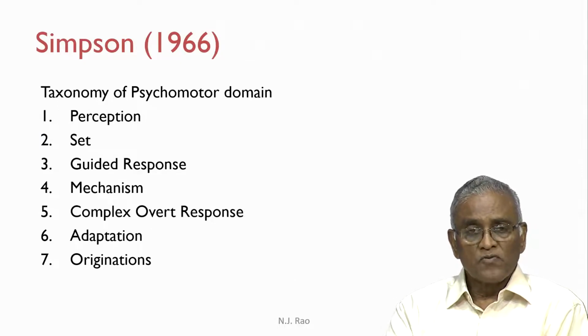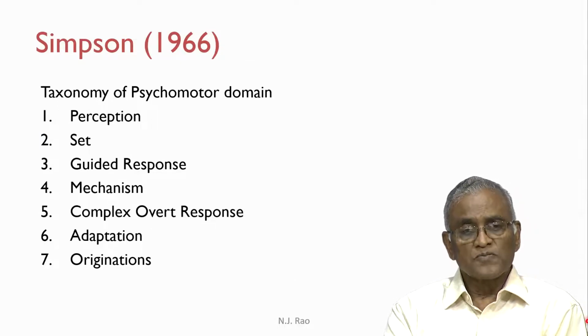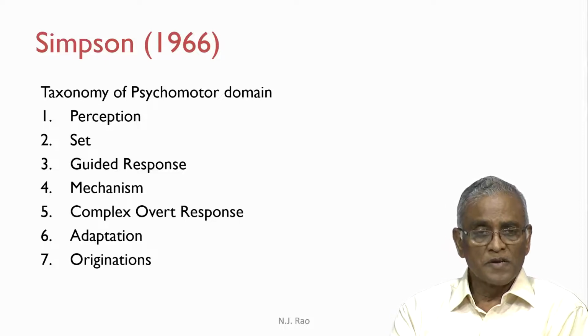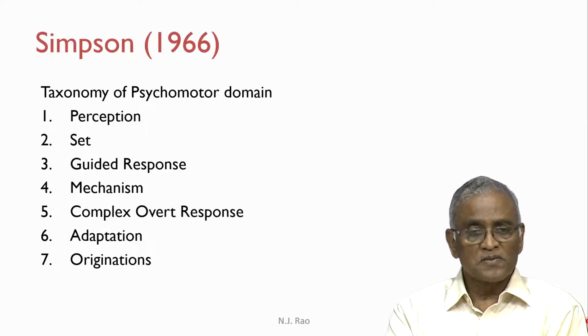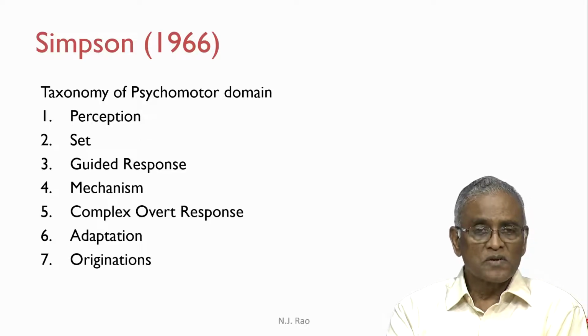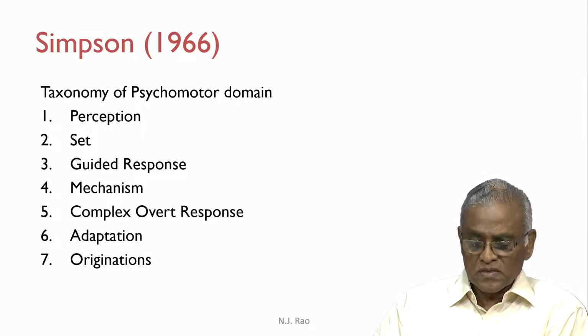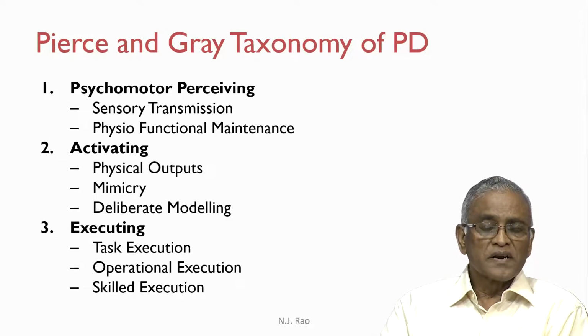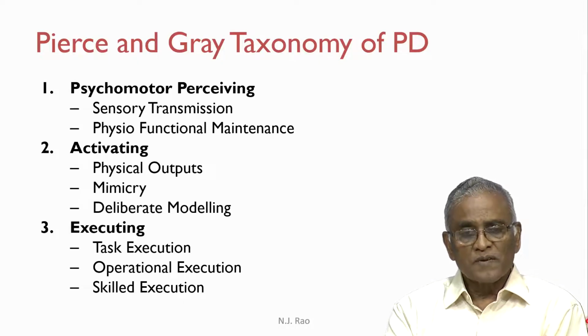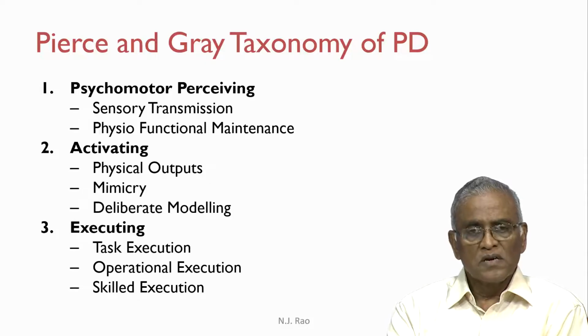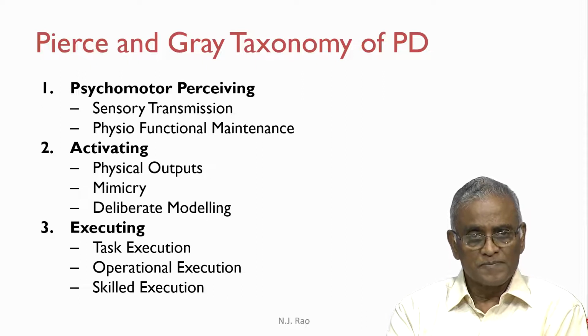Now Simpson's group proposed the taxonomy of the psychomotor domain, and they gave 7 subcategories: perception, set, guided response, mechanism, complex overt response, adaptation, origination. We will not go through this, we will go through the Dave or Peirce and Gray taxonomy of psychomotor domain. As you will see, it runs somewhat similar to the Peirce and Gray classification of the affective domain as well.